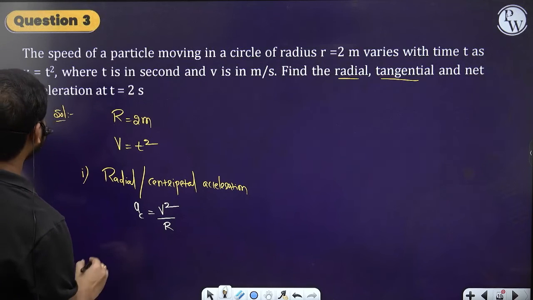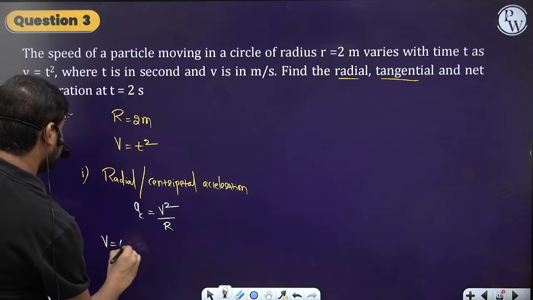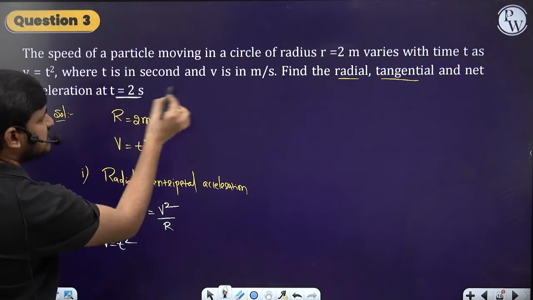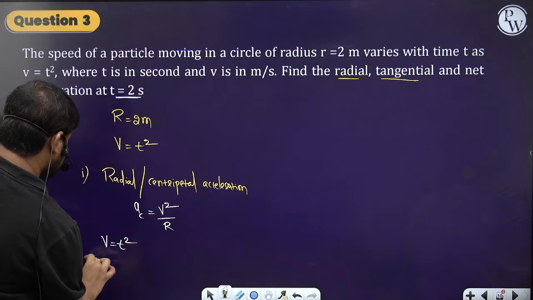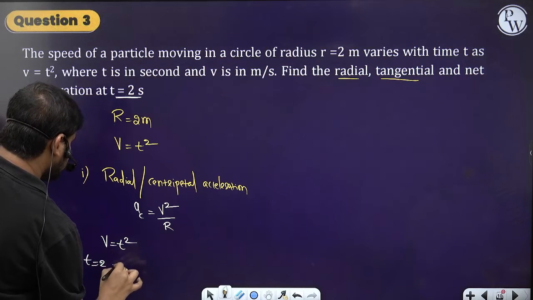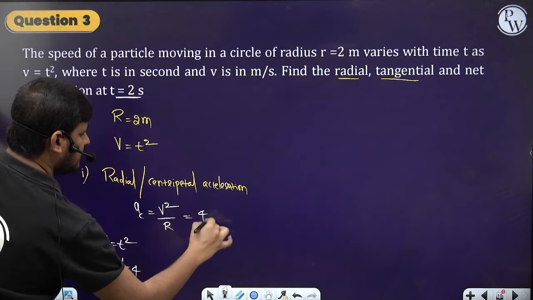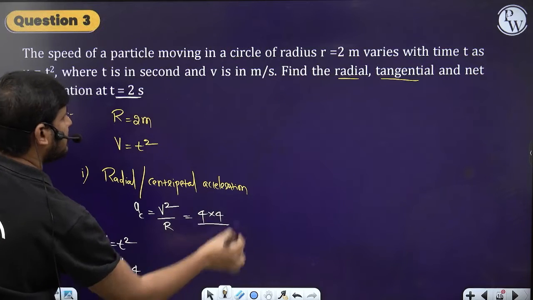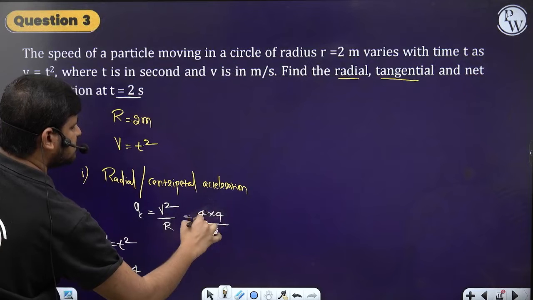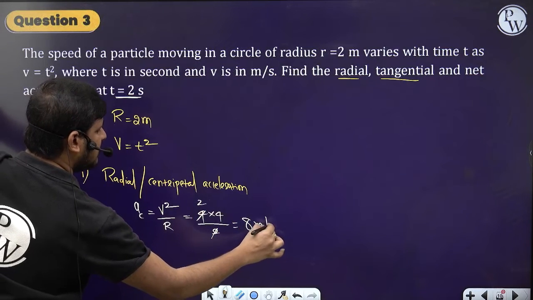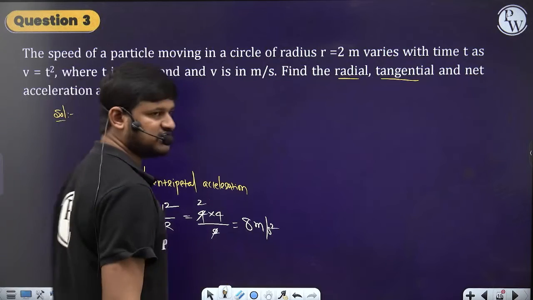But the thing is, here v is given as a function of time. So v is equal to 2t square. But we need this acceleration at t equal to 2 seconds. Therefore at t equal to 2, v will become 4. So in place of v, which is 4, 4 into 4 by the radius, which is 2 meters. 2 ones are 2, twos are. So this is 8 meter per second square, the centripetal or radial acceleration.